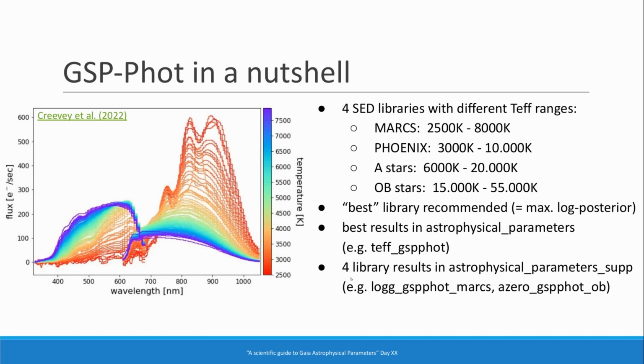And this is what we've seen before. This would look then like something like logg_gspphot_marcs, or something like A0, that's the extinction parameter, _gspphot_ob. And so this is the meaning of these different columns. So the default selection would be just to go into the astrophysical parameters and use the best library results. And if you find something weird, or you want to look into something very specific, you could then also explore the individual library results.